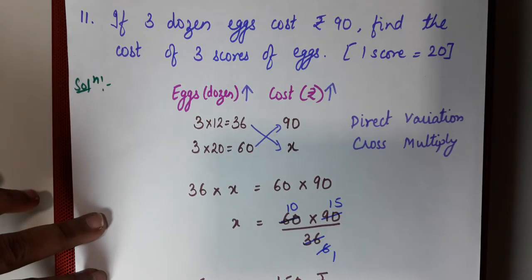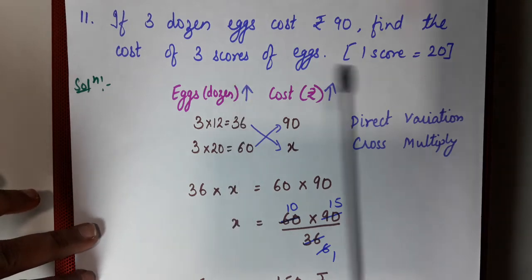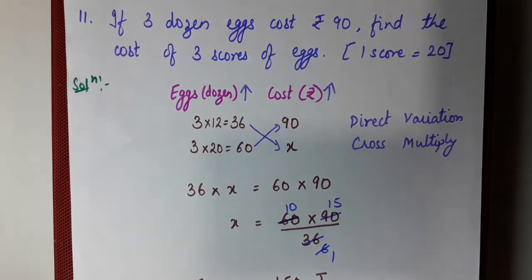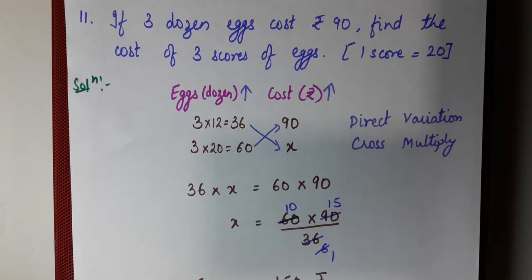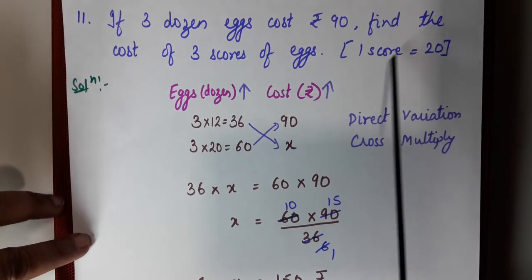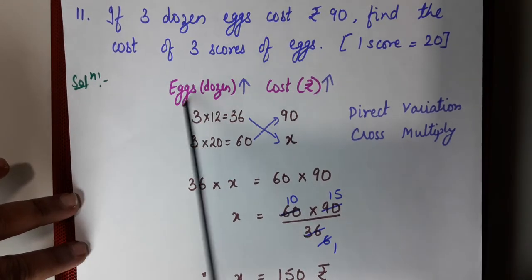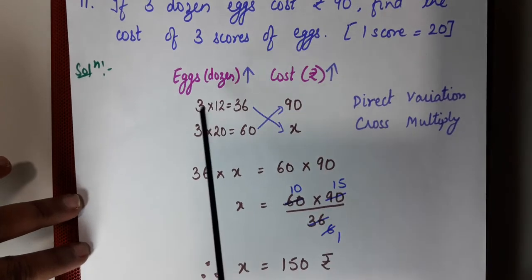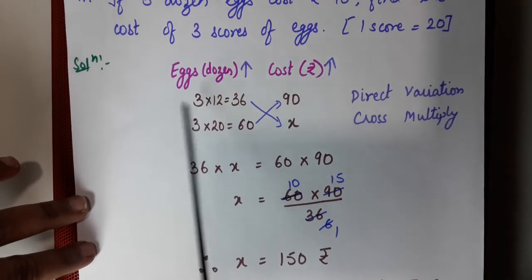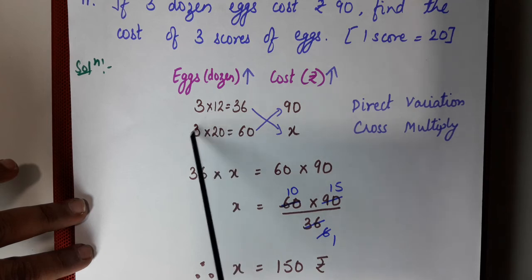Next, question number 11. If 3 dozen eggs cost rupees 90, find the cost of 3 scores of eggs. Now here one is in dozen, the other one is in scores. So what does a score mean? In one score, 20 eggs are there. So what are the two things? Eggs and the cost. The eggs are given to you in dozen, 3 dozen for 90 rupees, and the second one is given in scores.